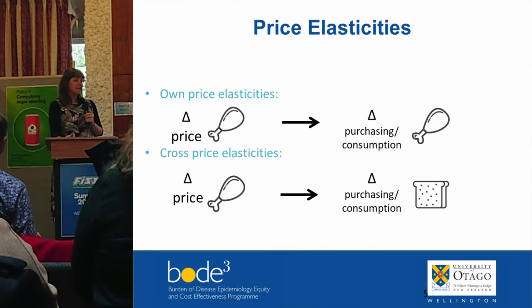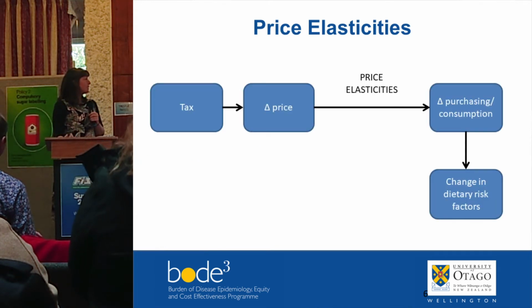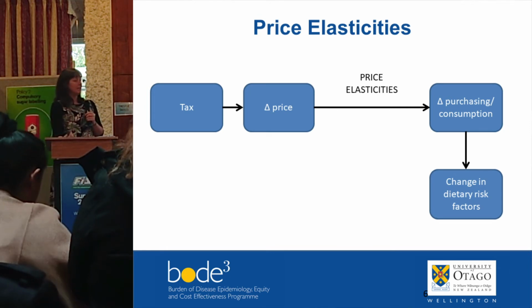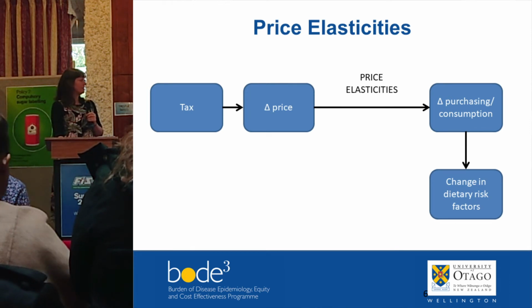And we broke down into own price elasticities, which show the change in demand for the product that is having the price change. So in this example, we changed the price of chicken, and the own price elasticity is the change in the purchasing and consumption of chicken. Cross price elasticities: you change the price of chicken, and it's the change in purchasing and consumption of other foods, breads, fruit, etc. So in the model, the tax changes the price, and then the price elasticities change the purchasing and therefore consumption of the foods, and this gives us the change in dietary risk factors of the model.